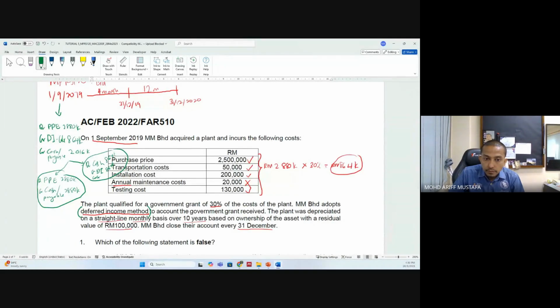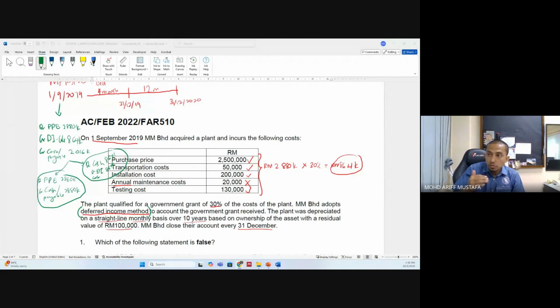Ada soalan? Kalau tak ada, buat macam ni. Kalau ada, buat macam ni. Kalau tengah fikir, buat macam ni. Kalau faham, buat tepuk tangan ataupun macam ni. Alright? Okay? Faham semua? Okay.